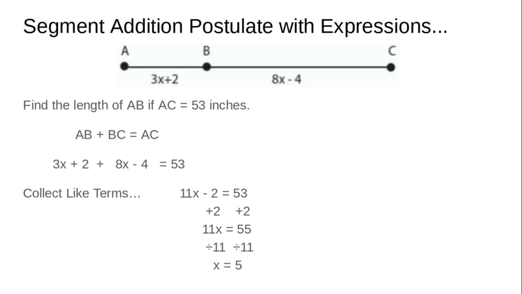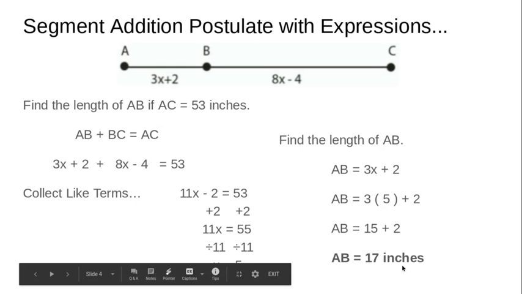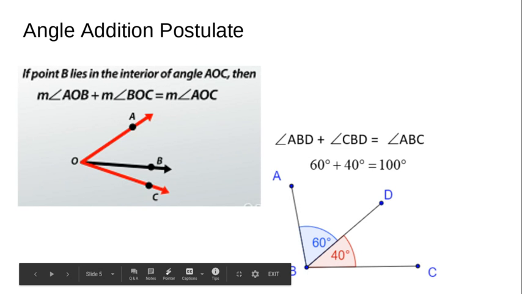Now be careful, that's not the answer. The question said find the length of AB. So we want to make sure to plug in. AB, we were told, was 3x plus 2. We now know x is 5. So 3 times 5 is 15, and 15 plus 2 is 17. And in this case, I do know a label because up here it said AC was 53 inches. So I know AB is going to be 17 inches. I know the label I can use for that.